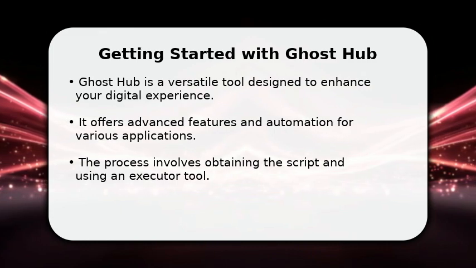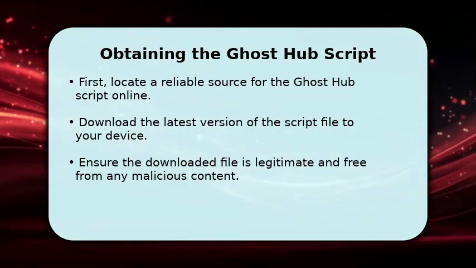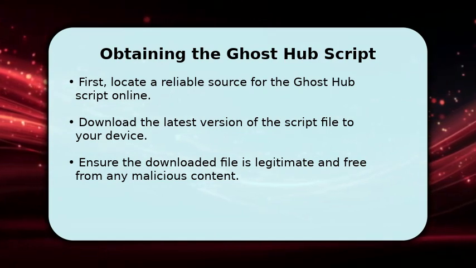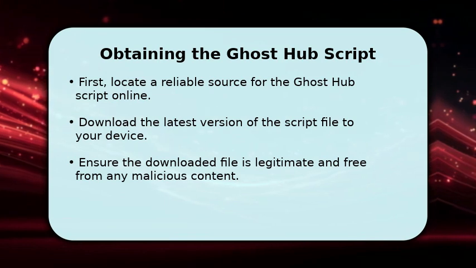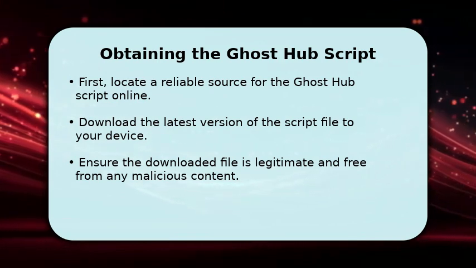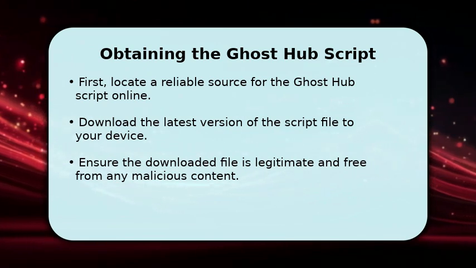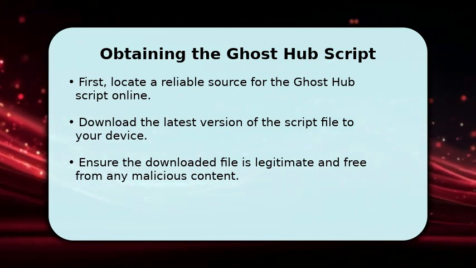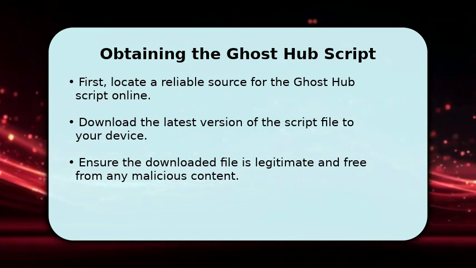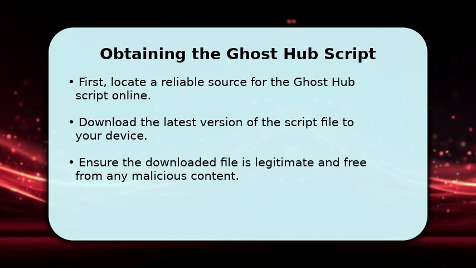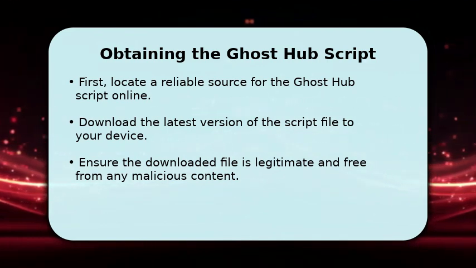enhanced functionality. The first step to getting Ghost Hub is to find and download the script. You will need to search for a trusted online source that provides the latest version of the Ghost Hub script. Once you have found a reliable link, proceed with downloading the file to your computer or mobile device. Always verify the file's authenticity to ensure it is safe. If the script comes in a compressed archive, remember to extract its contents before moving on to the next stage.